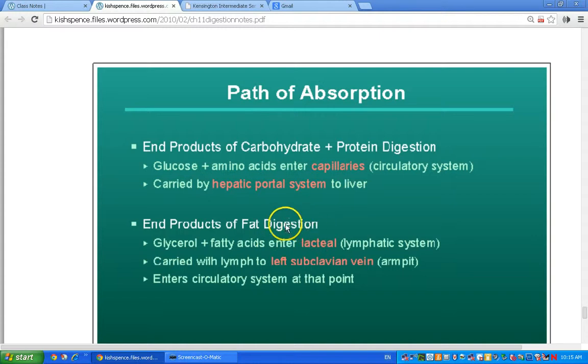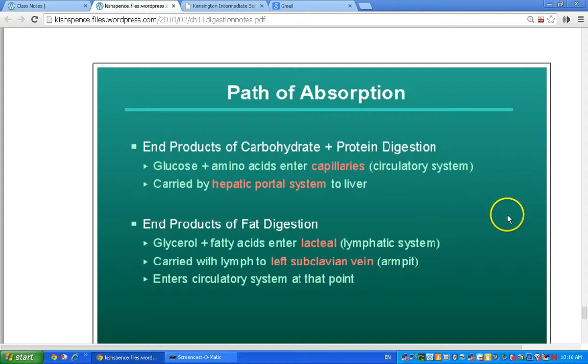For fat digestion, glycerol and fatty acids are bulkier, and so they can't get into the capillaries. They instead are picked up by the lacteals. Then they go from the lacteal into the lymphatic vessels and are carried with the lymph to the left subclavian vein, so they get back into your circulatory system.